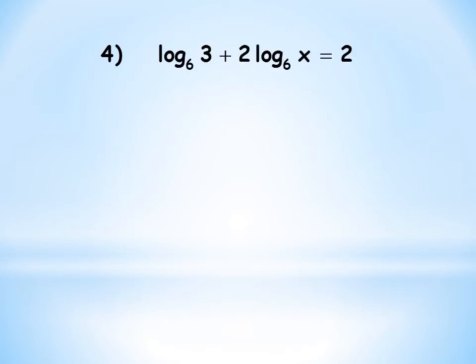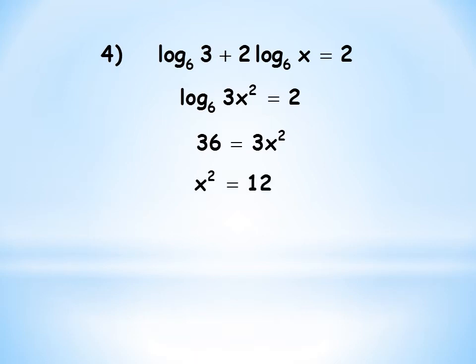All right, now I have two logs. The bases are the same. So I want to start by condensing this log. So remember, this 2 out front can go back up on the x as an exponent, and addition will change to multiplication. So I can condense this to the log base 6 of 3x squared. Now I can go ahead and put this in exponential form. 6 squared equals 3x squared, or 36 equals 3x squared. And now I can go ahead and solve this.